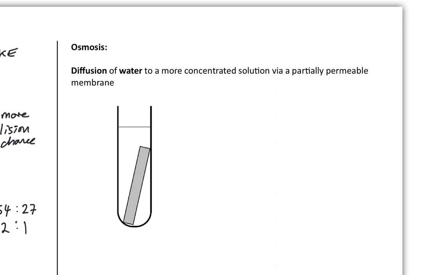So, and there's a required practical here as well that you need to know about plant tissue. So, yeah, this is a piece of potato, and this is a solution. So probably a salt solution, but it could be a sugar solution. And we set up lots of these at different concentrations, and we record data to get a graph that looks like this.